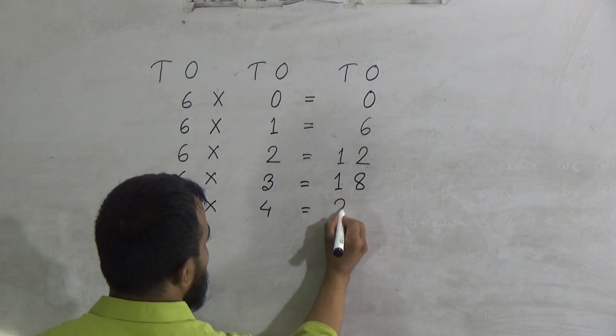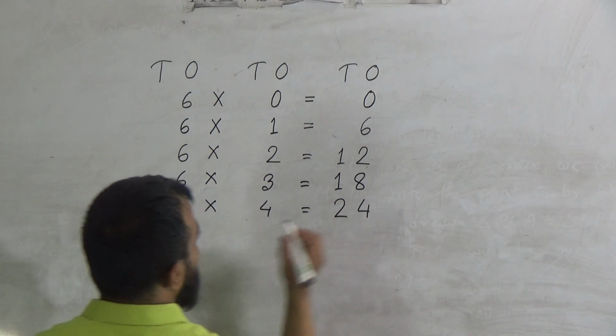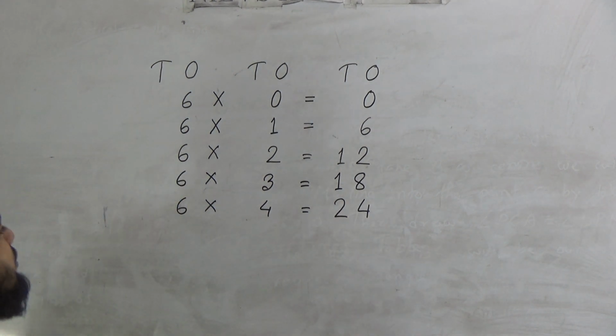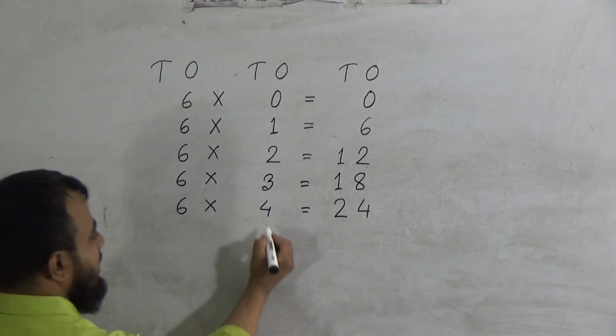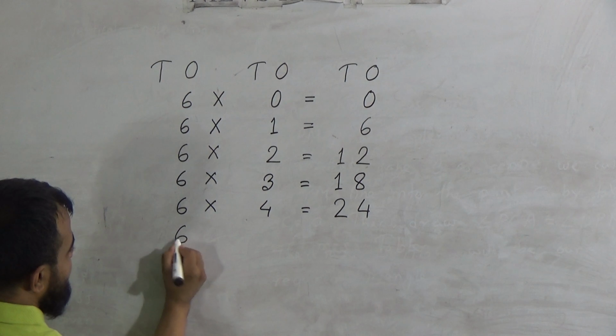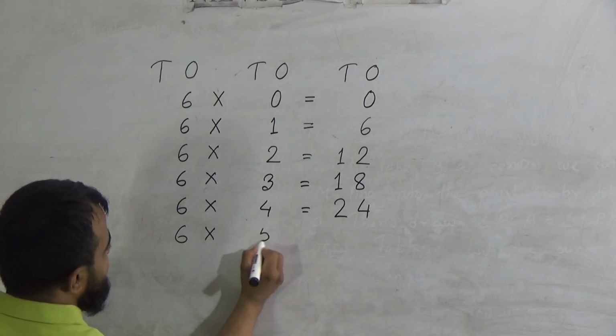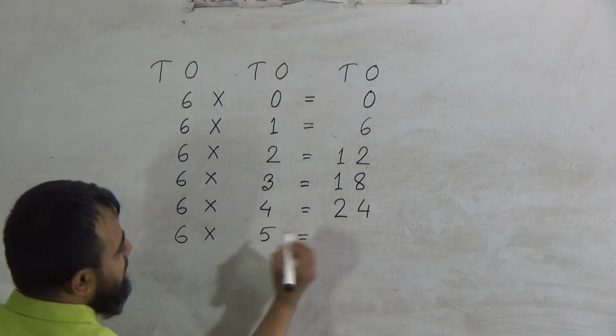We will write down 24 here. 2 and 4. The 2 we should write down in the tens place, and the 4 we should write down in the ones place. After that, the number comes as 5. Now 6 fives are how much? 6 multiplication of 5. This means that 6 fives are 30.